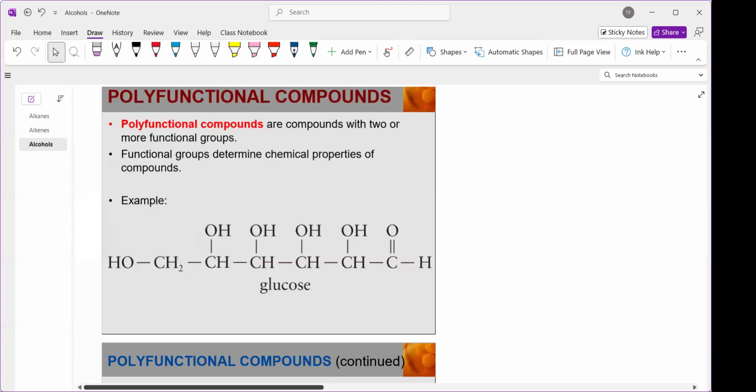Polyfunctional compounds have more than one functional group. Hence, the chemistry is harder, it's more complex. This is glucose, and then glucose in the ring formation, which is the most common way of seeing it. It also opens up into a long string of alcohol, and the very end is an aldehyde. Aldehydes are very reactive. They react very, very easily.